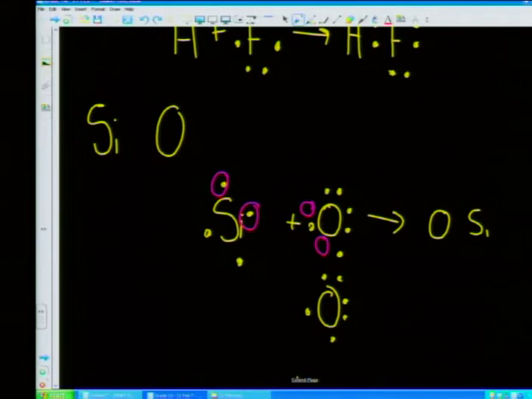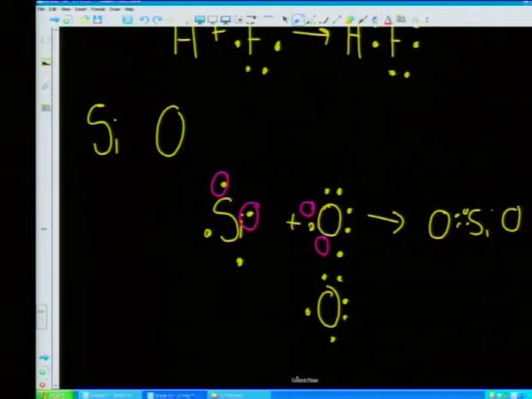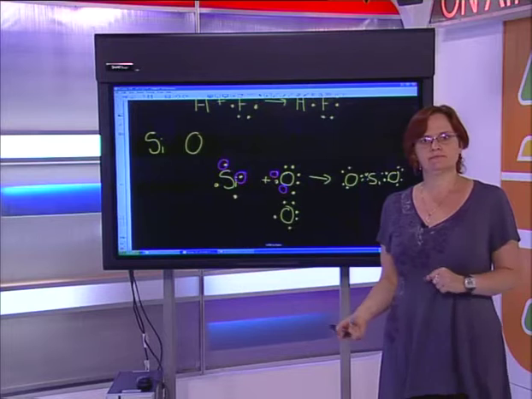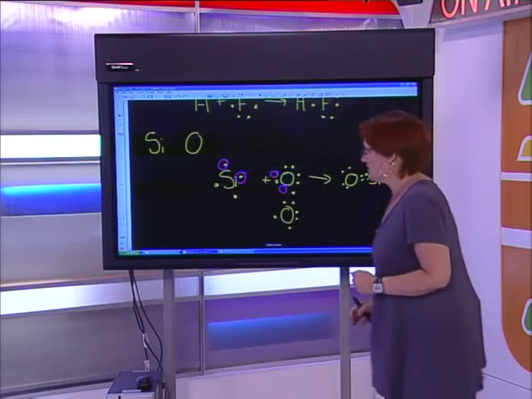And in fact, I'm hoping you all recognize that this looks exactly, when I do it nicely, like carbon dioxide. Okay, it looks just like carbon dioxide, which is actually quite cool.